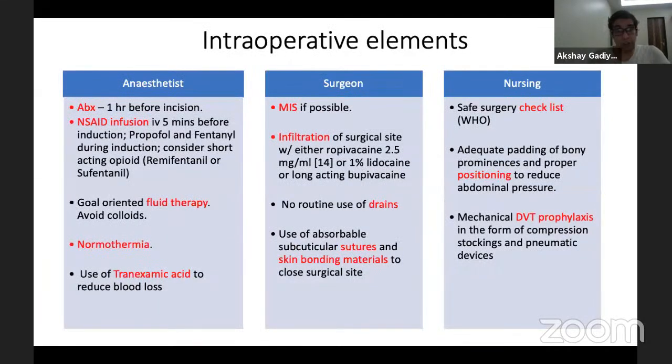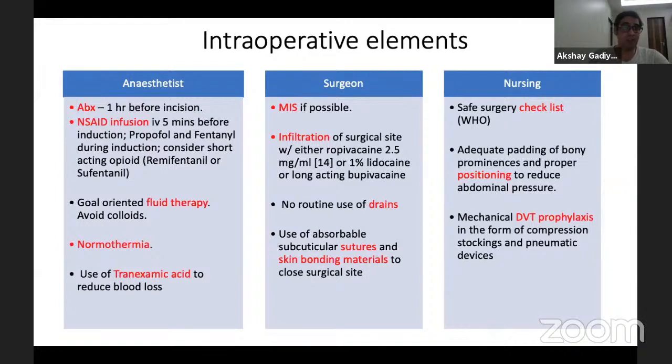Intraoperatively, again, there are 3 stakeholders. As we know, there's the surgical team, the anesthetist team, and the nursing team. The nursing team starts with looking into the checklist. The WHO checklist is followed widely across the world. Of course, the positioning of the patient is equally important, so as to reduce the abdominal pressure and, in turn, reduce the intraoperative blood loss. Adequate padding of bony prominences is ensured. All the patients receive mechanical DVT prophylaxis in the form of compression stockings and pneumatic devices.